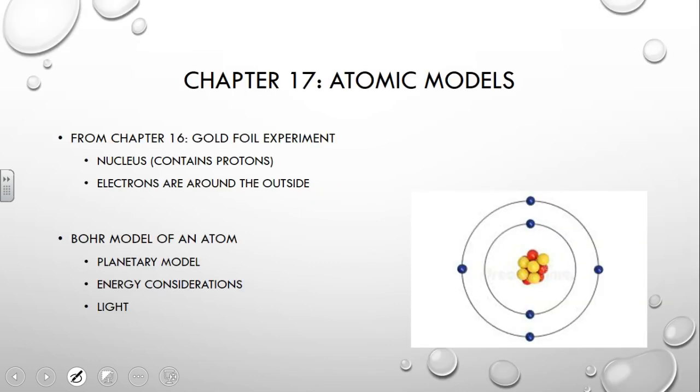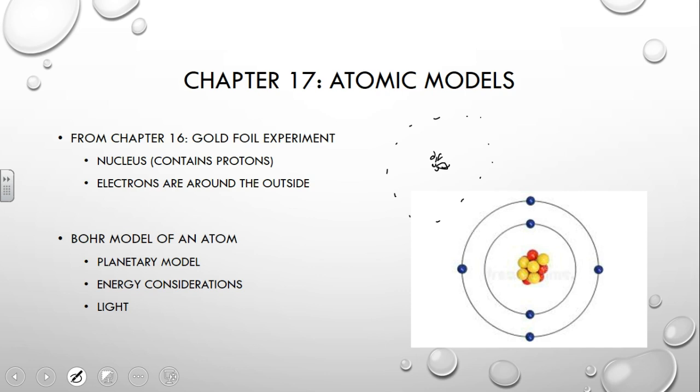Now, it may be good to go back and review information from Chapter 16 about the gold foil experiment, because the gold foil experiment is what kind of gave us the general idea of this structure of an atom, where we had a nucleus, which contained the protons, and later we find out that it contains neutrons, and then around the outside we have electrons. And so here we can see a picture of that.